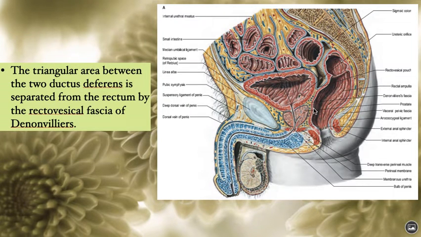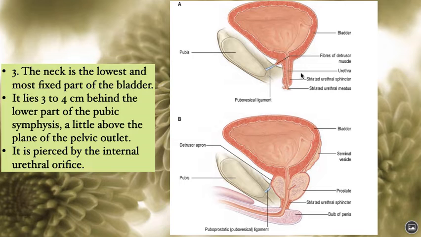The triangular area between the two ductus deferens is separated from the rectum by the rectovesical fascia of Denonvilliers. The neck is the lowest part and most fixed part of the bladder, lying 3 to 4 centimeter behind the lowest part of the pubic symphysis, a little above the plane of the pelvic outlet. It is pierced by the internal urethral orifice.